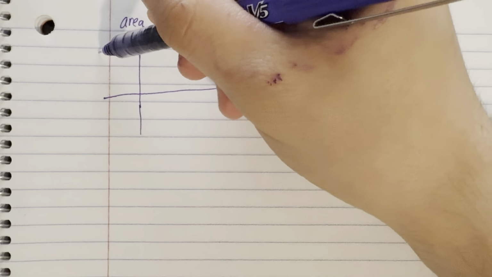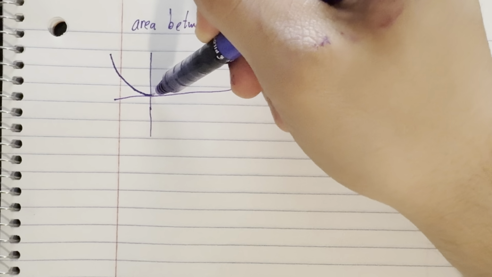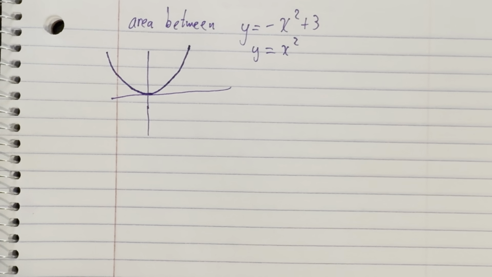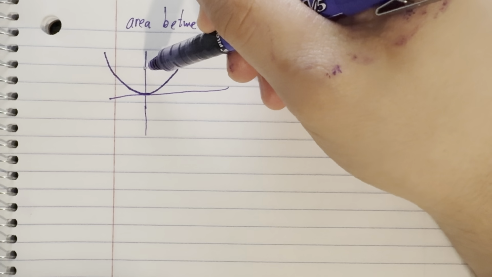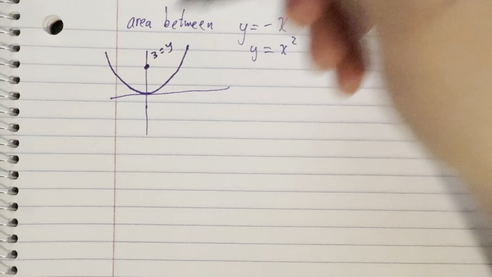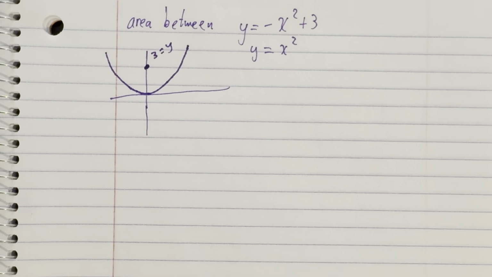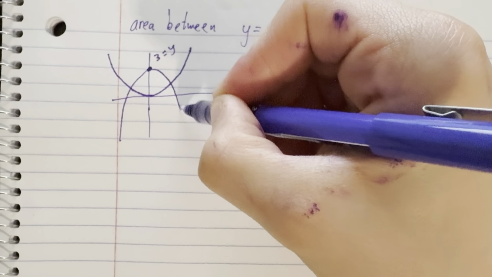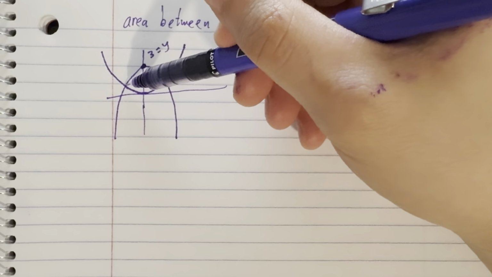y equals x squared, that's pretty standard. It's just this parabola. And then y equals negative x squared plus 3. Say this is 3. Put a 3 on the y-axis. It's just an upside down parabola. Okay, and we want this area.